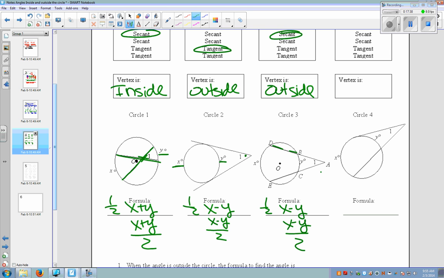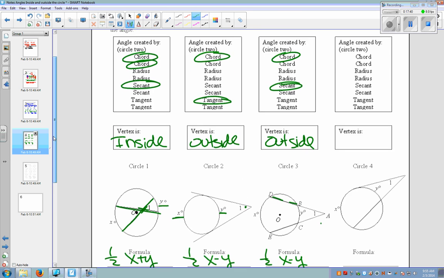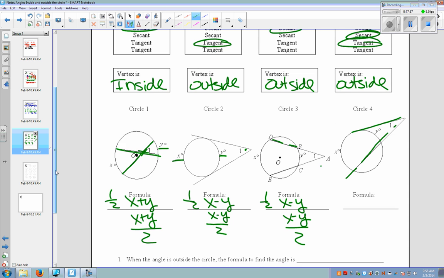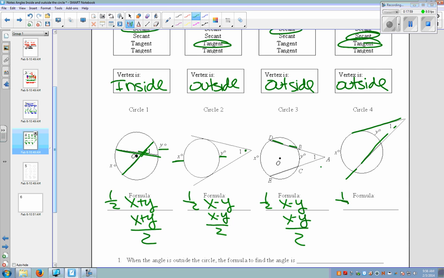The last one, I have a tangent and a secant. Tangent is this one. It's just touching once. Secant is going through twice. So a tangent and a secant, okay? So my vertex is outside, again. So it's 1/2 of x minus y. Okay, got to know those formulas.